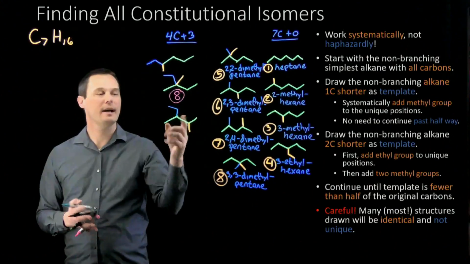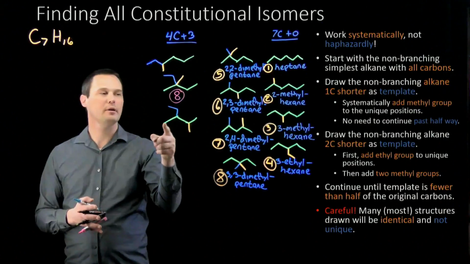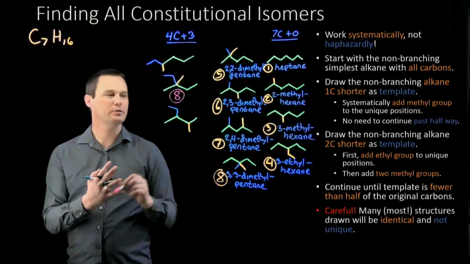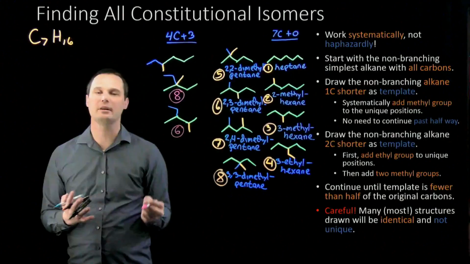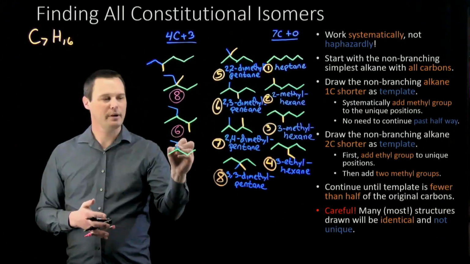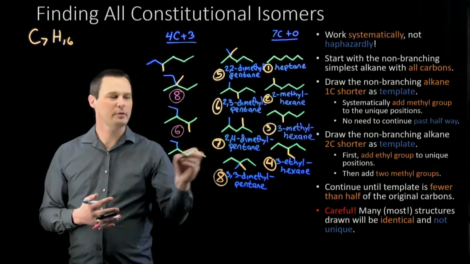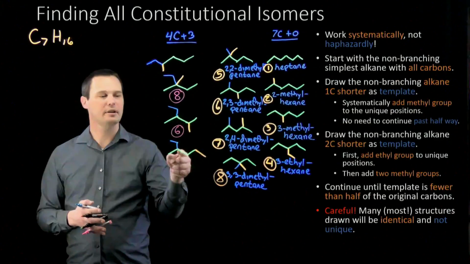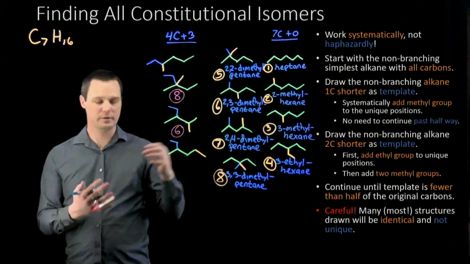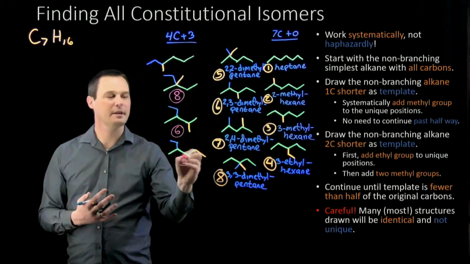1, 2, 3, 4, 5, a 5-carbon chain with methyl groups at carbons 2 and 3. So again, this is going to be identical to 2,3-dimethylpentane, a molecule we've already drawn. If I leave the ethyl group at carbon number 2 and move the methyl group over to carbon number 4, this has a longest carbon chain of 6 with the methyl group at carbon number 3. So this is going to be equivalent to 3-methylhexane, a molecule we've already drawn.